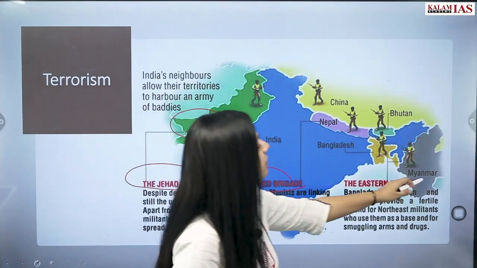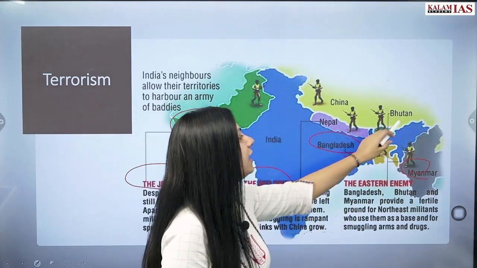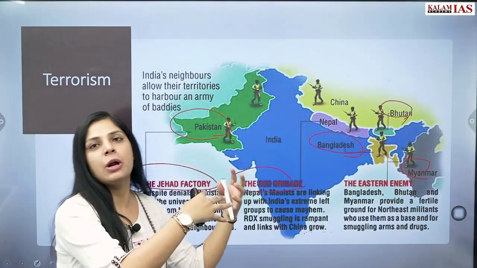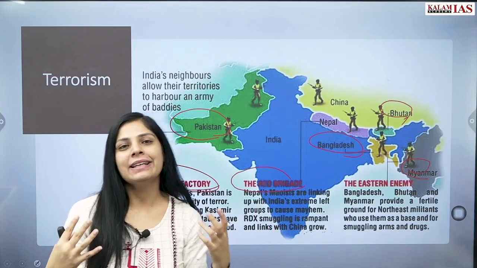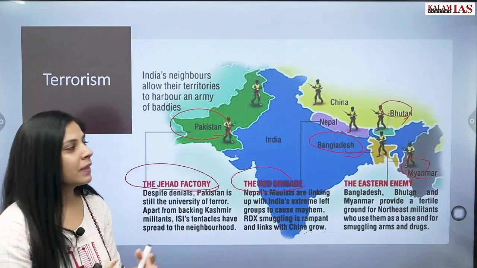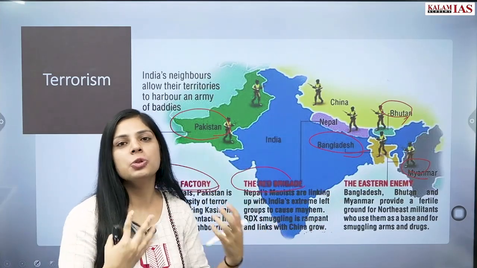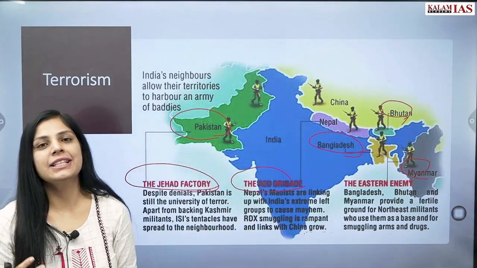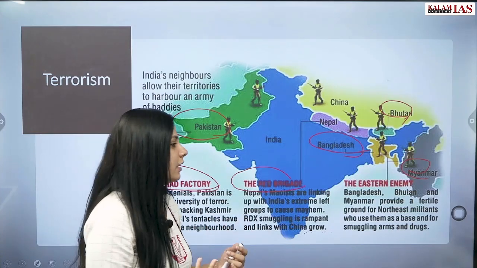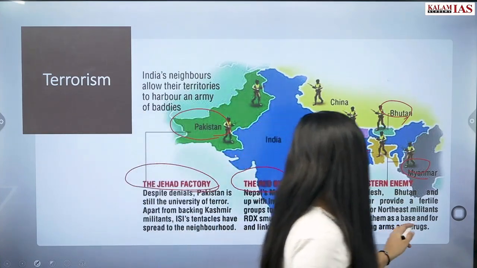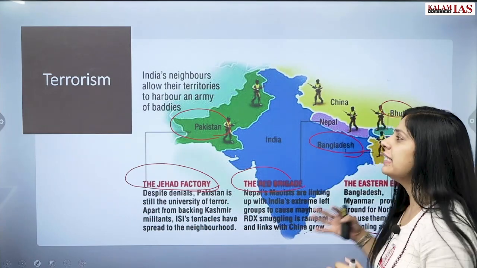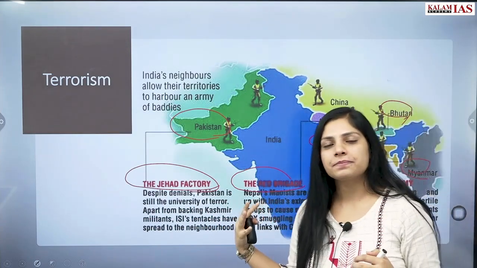And apart from them, the regions of Myanmar, Bangladesh and Bhutan, see, the regions around them are heavily forested, and it is generally believed by India that these regions are being used by the northeast extremist forces as their training hubs and bases for drugs and smuggling. So see, these are the issues generally.